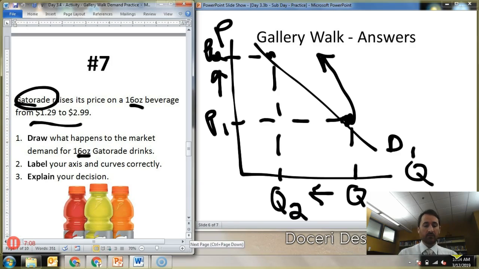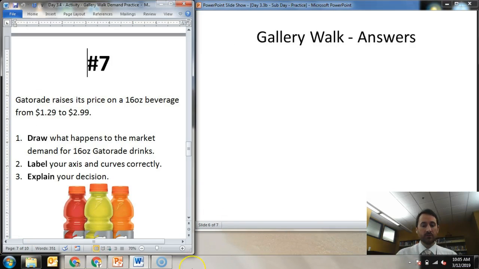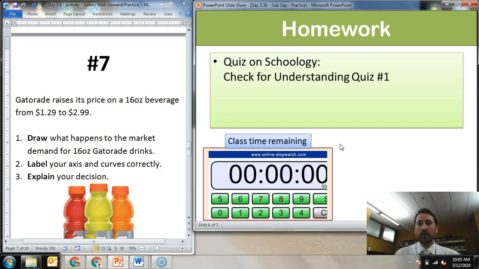So there you have it, numbers 1 through 7. Make sure that you have a correct set of answers and that you understand those, and then we'll move on with supply again tomorrow. One last opportunity to practice the quiz on Schoology.